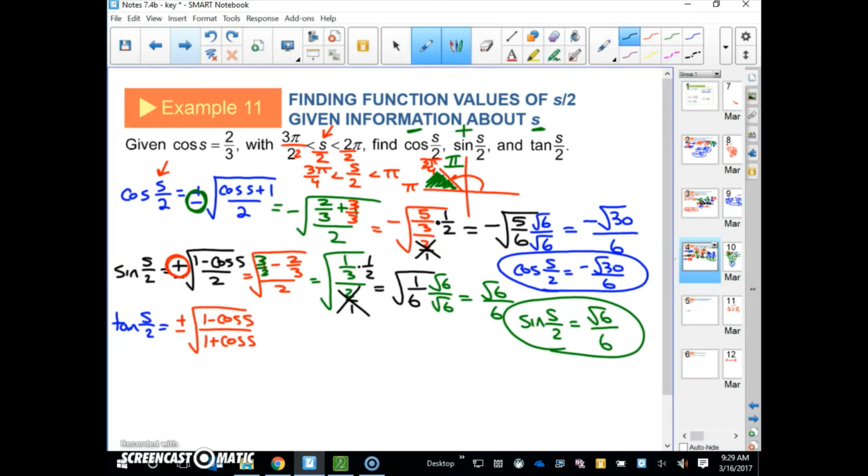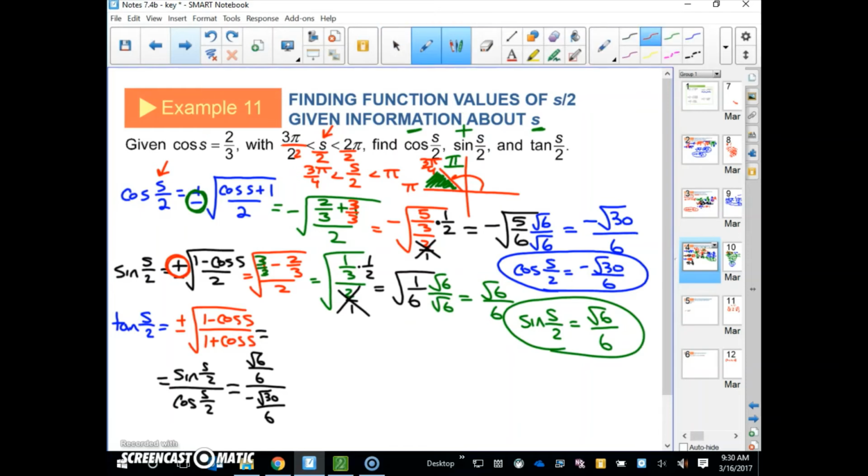And you can, if you want to, or if you know that tangent s over 2 is equal to sine s over 2 over cosine s over 2, you've really got 2 different options. Option 1 is use that half angle identity, or option 2 is use our normal tangent identity with sine and cosine. I think the second way is easier, so maybe that's what I'm going to do. Okay. I know sine s over 2, I just found it, was square root of 6 over 6. And cosine s over 2, we just found that, square root of 30 over 6.